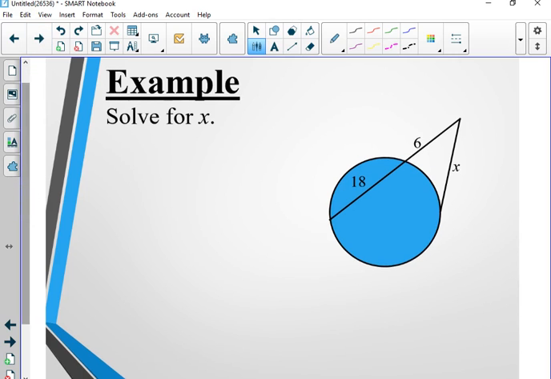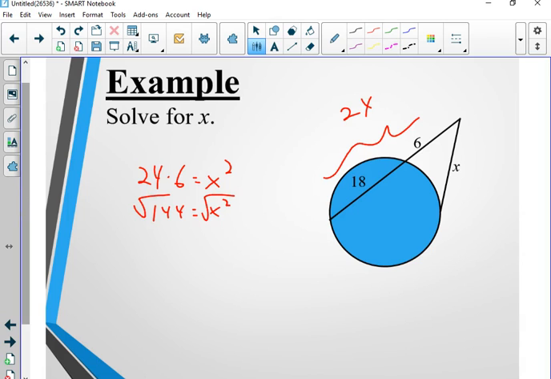So again, we need our total, 24. Okay? 6 times 8, 6 plus 18 is 24. So the whole, 24, times the outside is equal to the tangent squared. Well, 6 times 24 is 144. We need the square root of both sides. X is equal to 12.